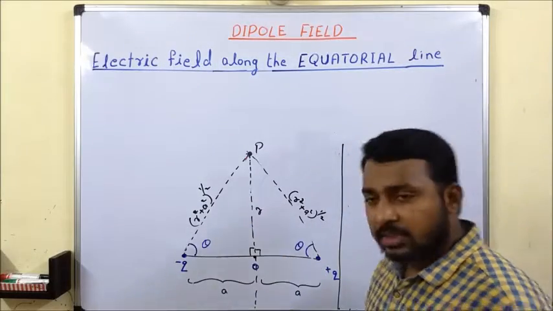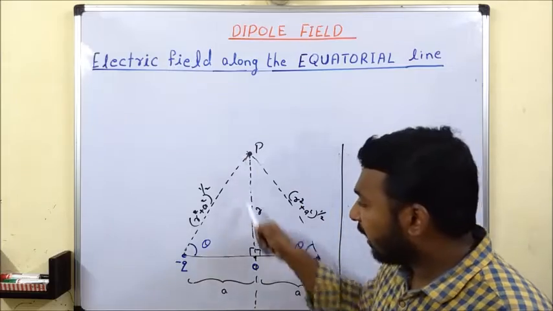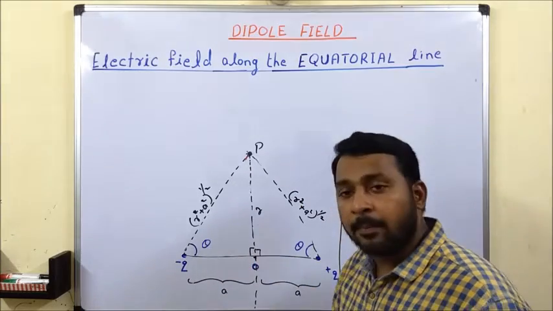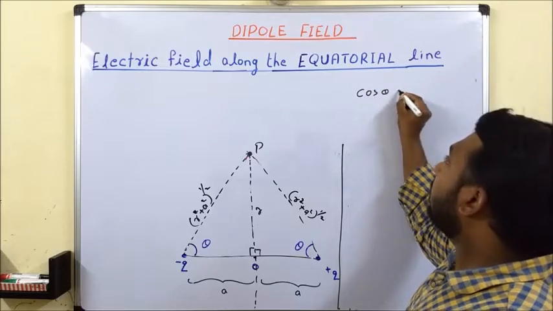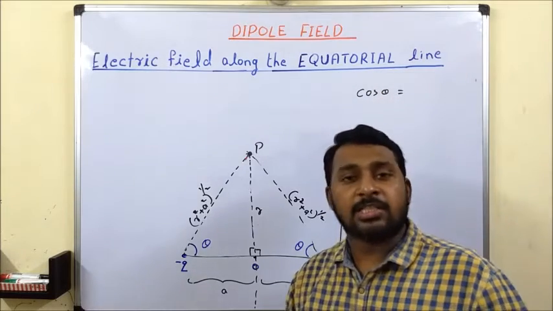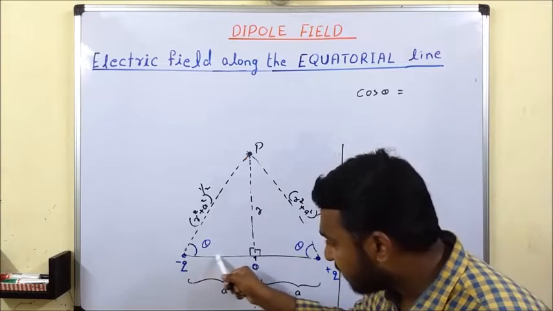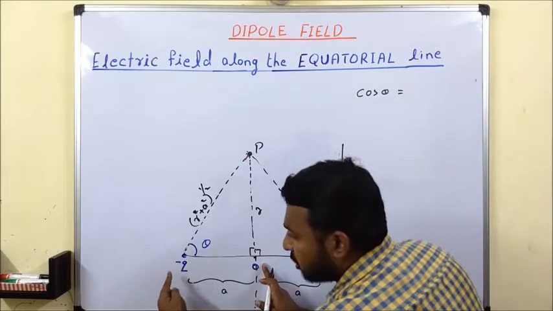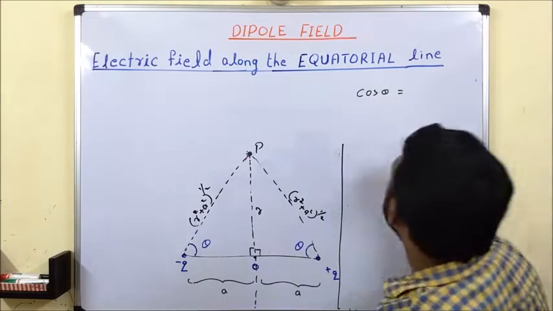Look at this diagram. The same diagram. See this triangle. It's a right angled triangle and this is theta. What is cos theta? Cos theta is equal to the adjacent side divided by the hypotenuse. For this theta, what is the adjacent side? The adjacent side is the distance between the center of the dipole and minus Q. What is this? It's A.